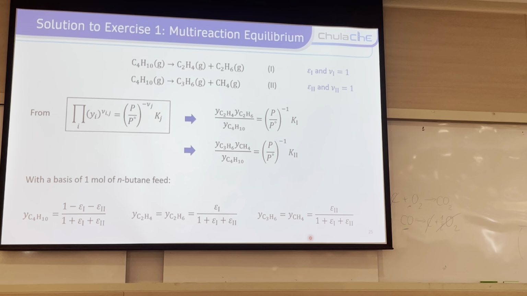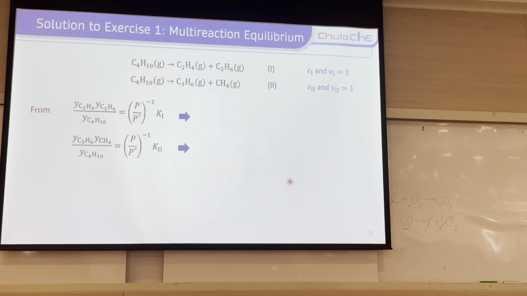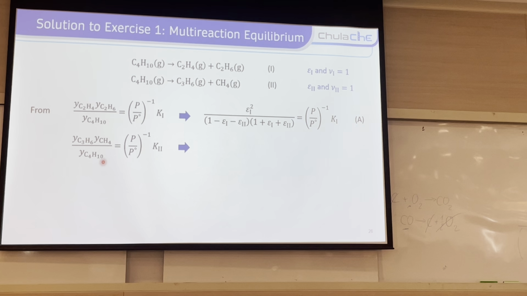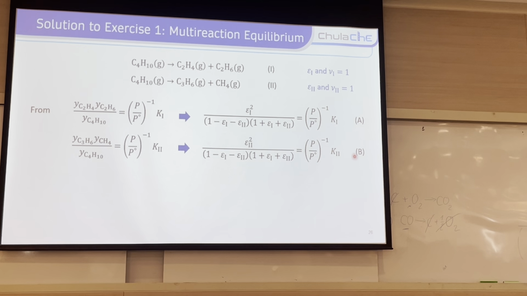You can see that if you put them back into both equations and rearrange a little bit, then you can solve the equation. I have substituted all the mole fractions from the previous slide into this equation, so you get equation A here. Again, for the second equation, substitute all the mole fractions in terms of epsilon 1 and 2, then you get equation B here. It still looks very complicated to solve.